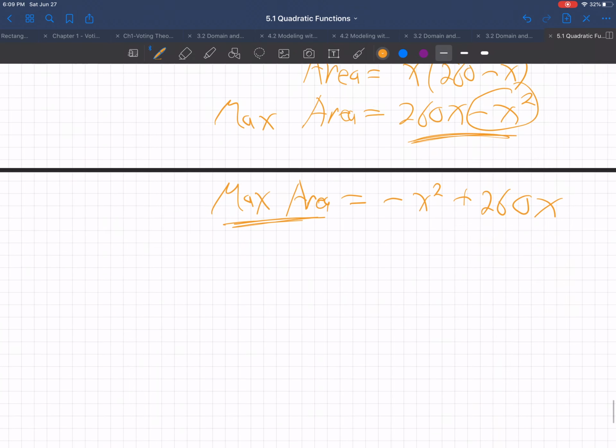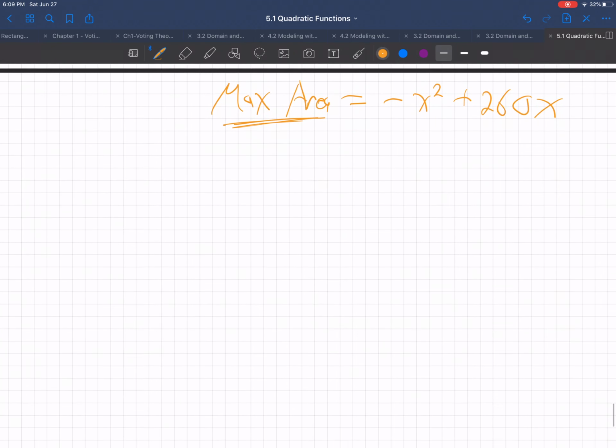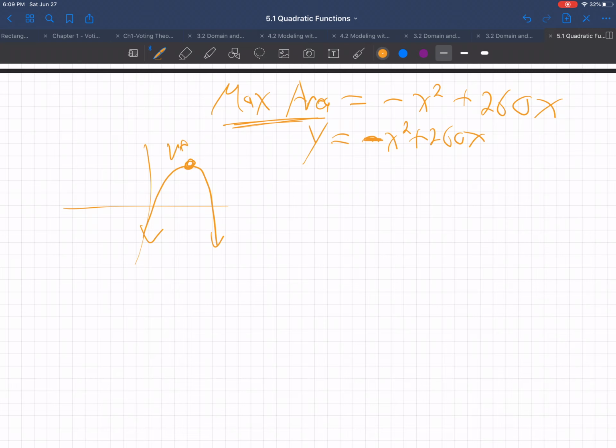What is that, by the way? If we were to graph that, I'm not going to graph the whole thing, but if this was y equals minus x squared plus 260x, what kind of graph would that be? That's a parabola, isn't it? It would be something like this. It'd be going down, wouldn't it, because of the negative in the front? Remember, the negative in the front means it goes down. So it would be some kind of a parabola, and the vertex is where the max would be.